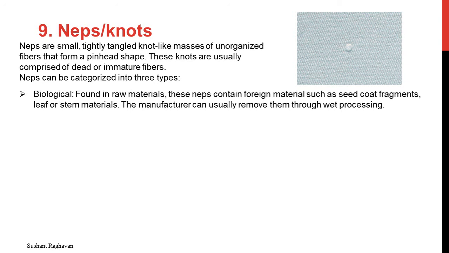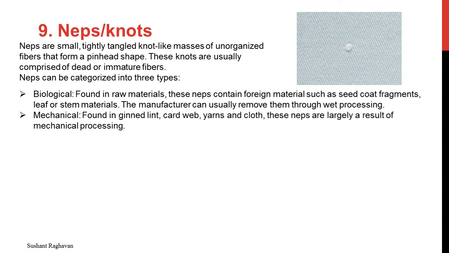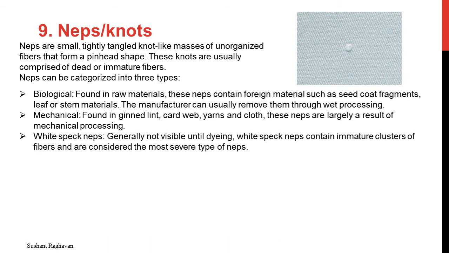The manufacturer can usually remove them through wet processing. Mechanical, found in gin lint, cardweb, yarns and cloth. These neps are largely a result of mechanical processing. White speck neps, generally not visible until dyeing. White speck neps contain immature clusters of fibers and are considered the most severe type of neps.